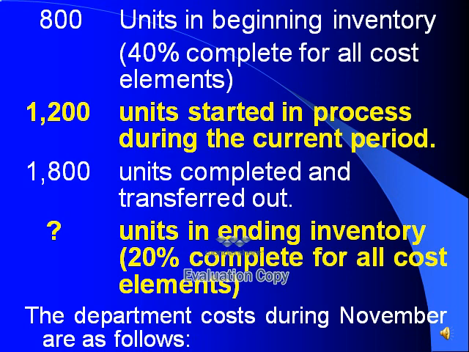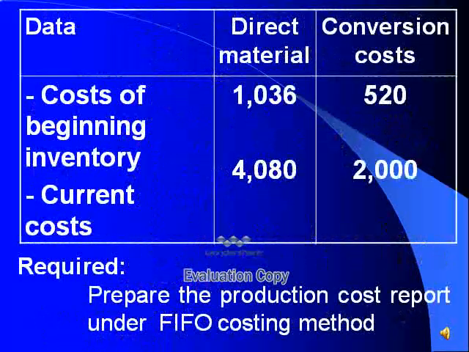The department costs during November are as follows. Costs are given for direct material and conversion costs. Cost of beginning inventory for direct material 1,036, for conversion cost 520, current cost for direct material 4,080, for conversion cost 2,000. Required: prepare the production cost report under FIFO costing method.